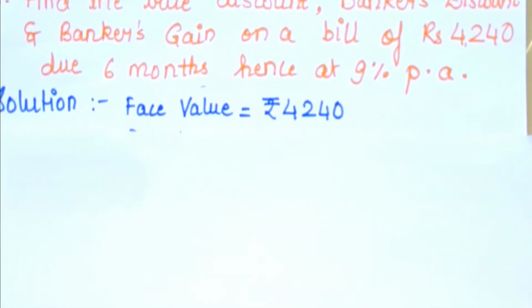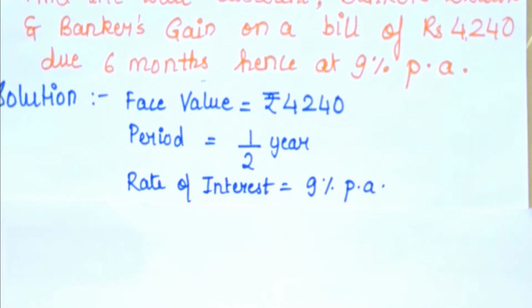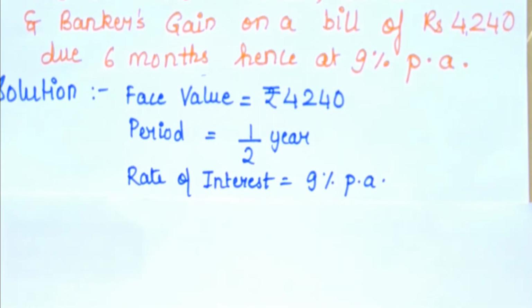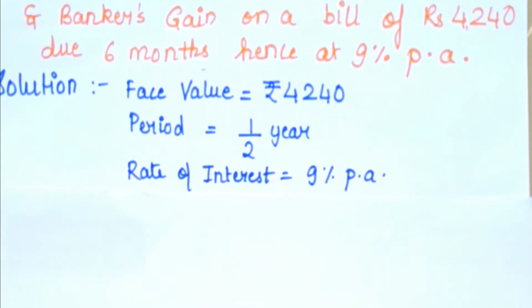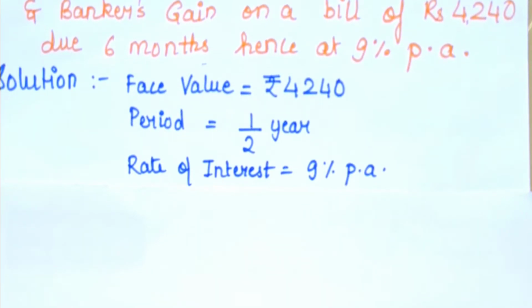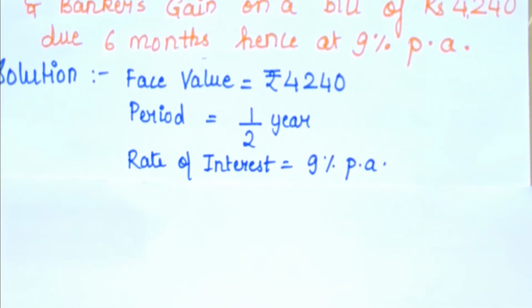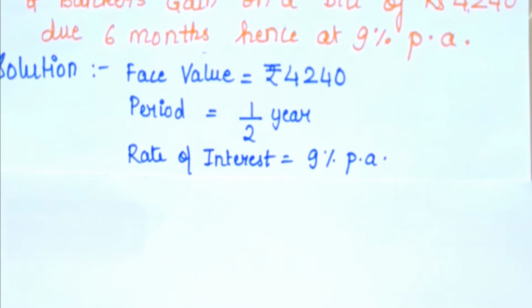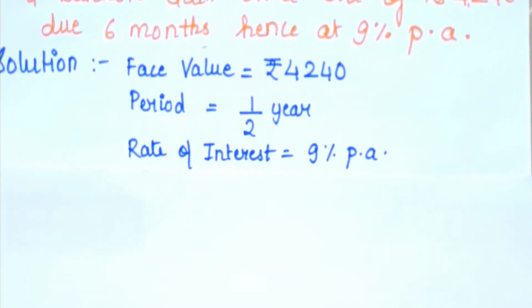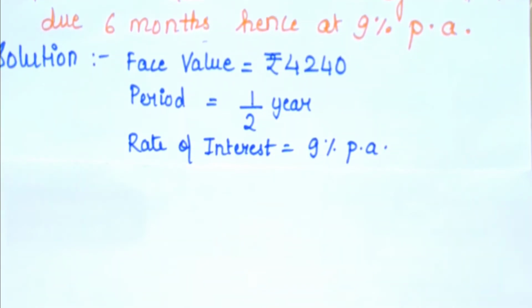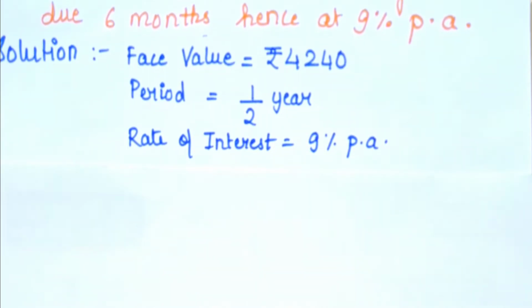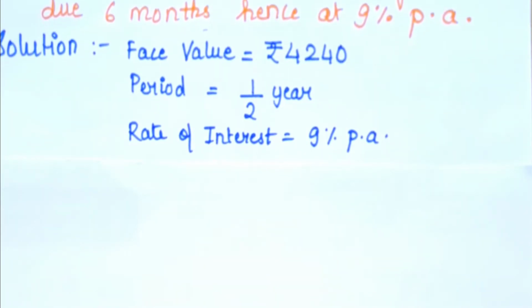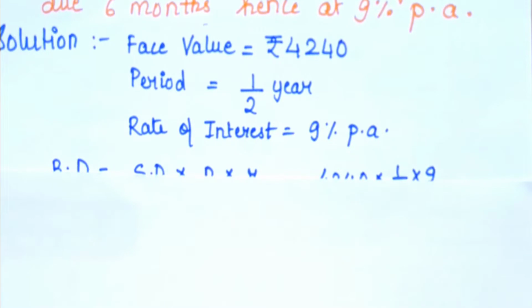So solution. We start first by writing down whatever is given to you. Face value is rupees 4,240. The period given to you is half year. By half year, we can take the period in months. Rate of interest is equal to 9% per annum.